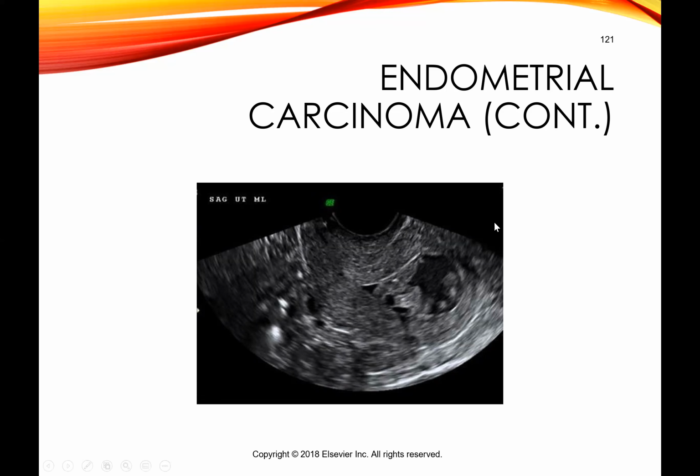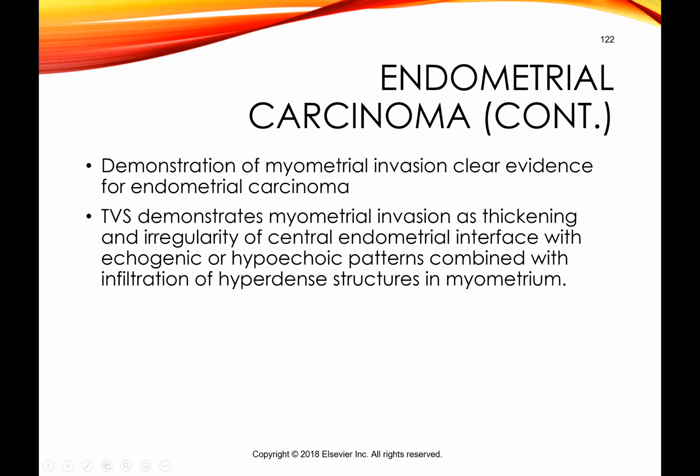This is another image. It looks like there's fluid and some possible clot within this endometrium. So if the first thing is endometrial thickening, the next thing that you might see is it getting very hard to see the borders of the endometrium because the cancer has invaded the myometrium.